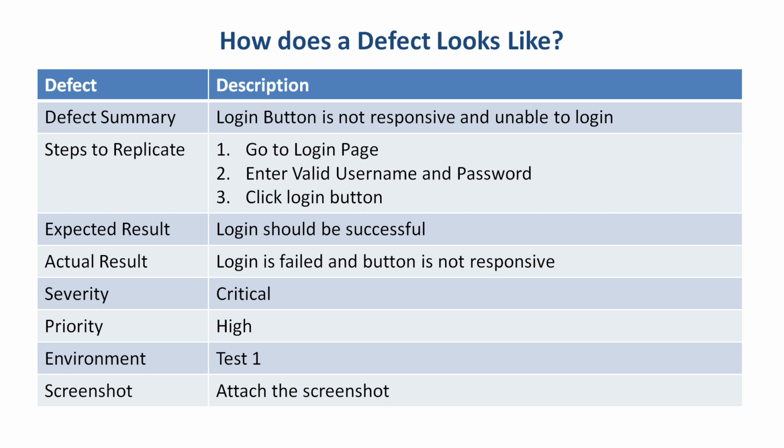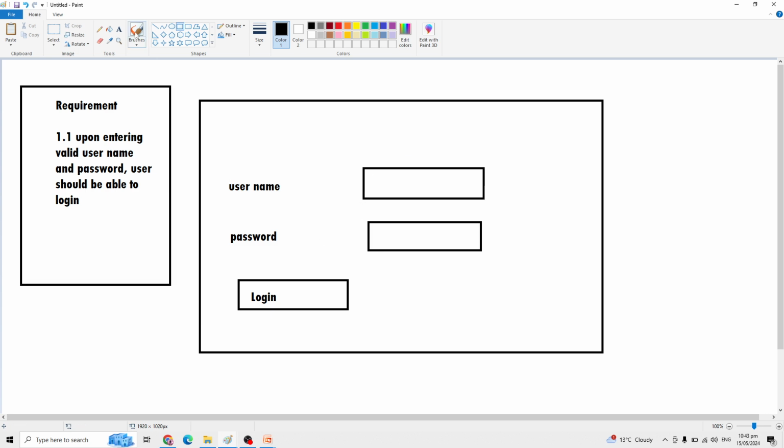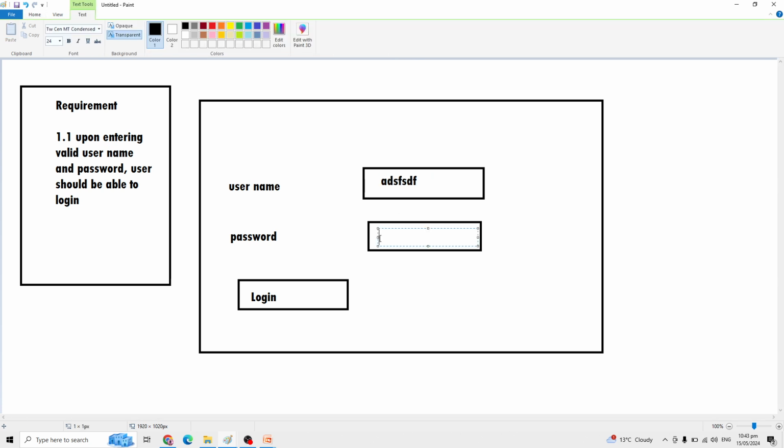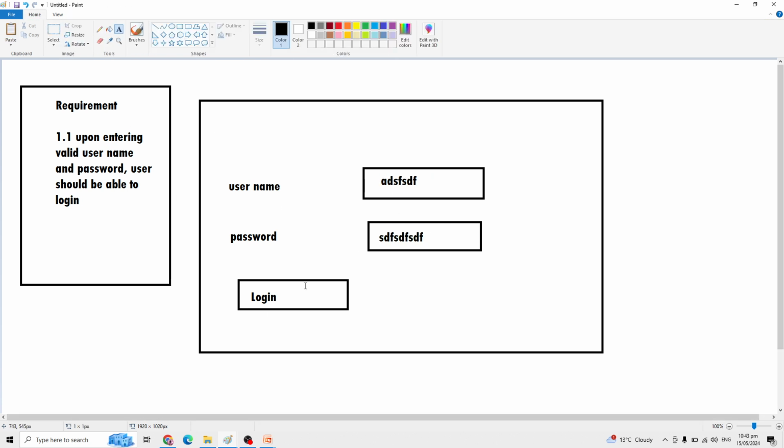But think about it, you have a tool, and the tool will give you all these options: defect summary, steps to replicate, expected result, all those parameters will be given in the tool. Take the example of Jira. Jira is one of the famous tools for agile development. In Jira, all these columns will be there. Entering these columns is what we have to do. It will give a defect summary, so you should give a summary saying the login button is not responsive and unable to log in. What happened? We entered the username and password, and then we tried to click the login button, and nothing happened.